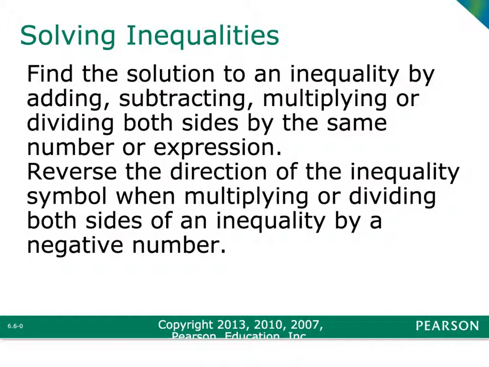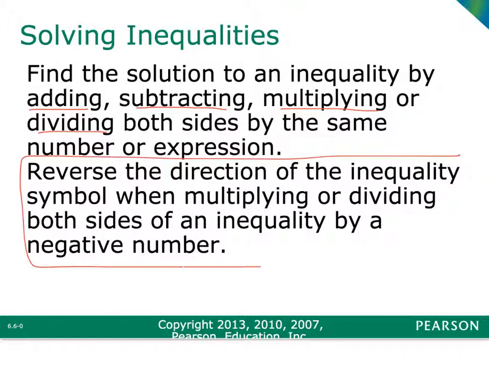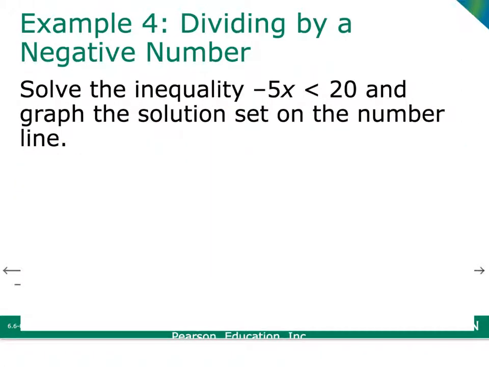When you're solving an inequality, you're going to use all the properties we did before: your addition property, your subtraction, your multiplication, your division property. The only rule that's special is if you multiply or divide by a negative number. If you multiply or divide by a negative number, you have to reverse the direction of the inequality symbol. Let me show you what that's going to look like on the next example.